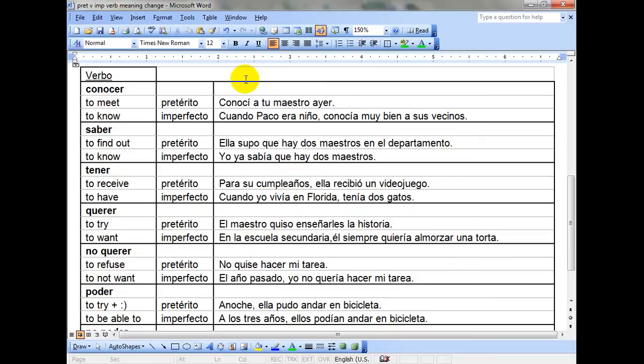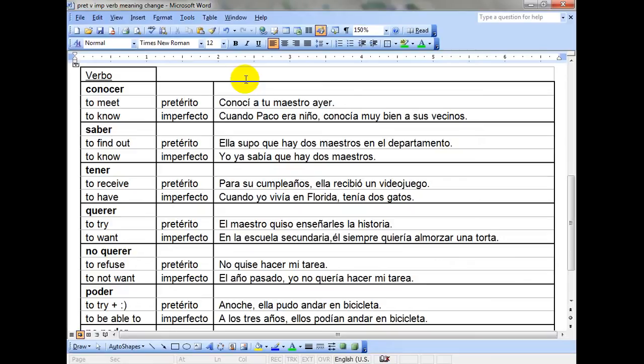Saber in the preterite is to find out. Ella supo que hay 2 maestros en el departamento. So she found out that there are 2 teachers in the department. And then in the imperfect, meaning to know. Yo ya sabía que hay 2 maestros. I already knew there were 2 teachers. Or there are 2 teachers.